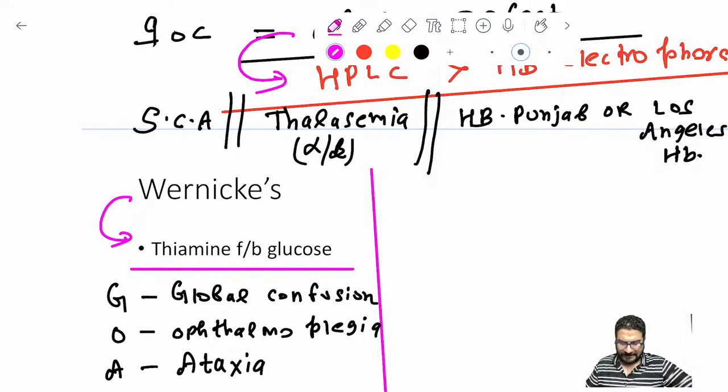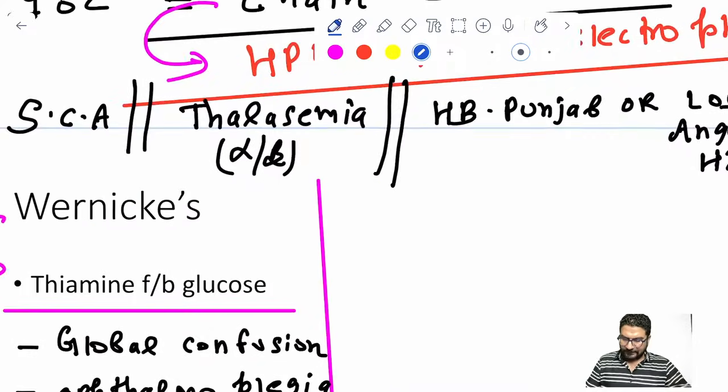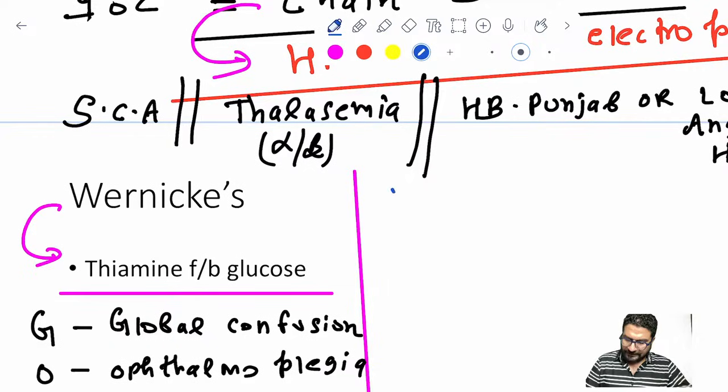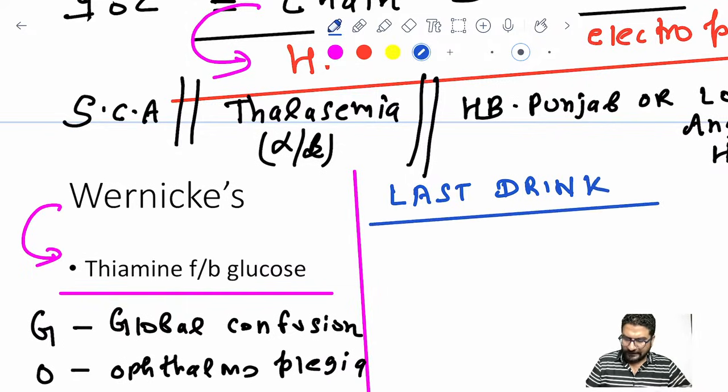Moreover, what else do they ask you? They ask you question on withdrawal symptoms. So I have kept a little space here for withdrawal symptoms. Understand this thing. How do you remember withdrawal symptoms? Look at the screen. Suppose they will give you a question, last drink. Last drink can be understood as 6 to 8 hours. You need to see in the MCQ when the patient had the last drink.